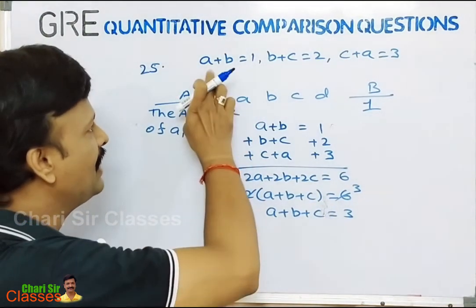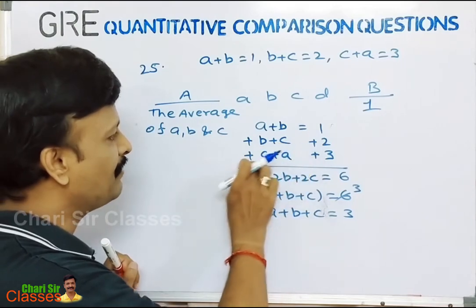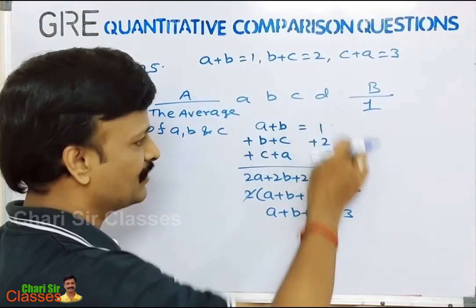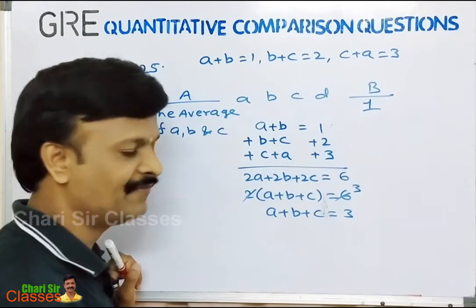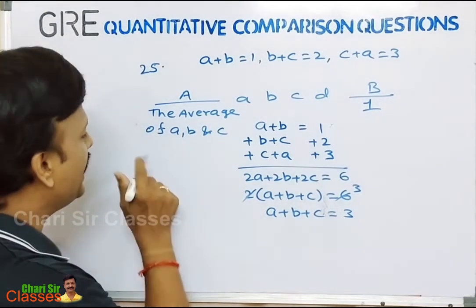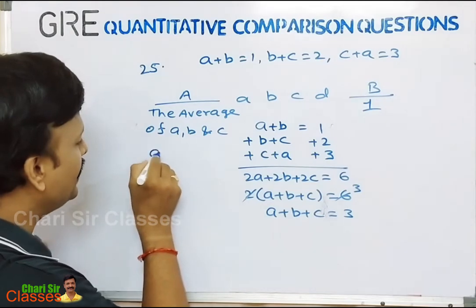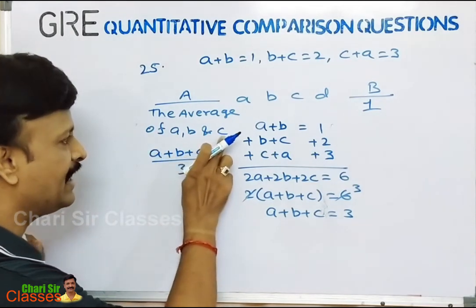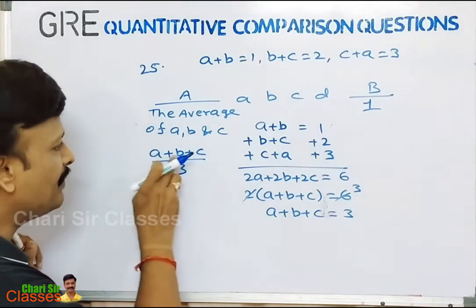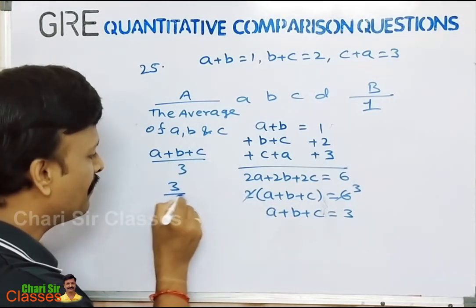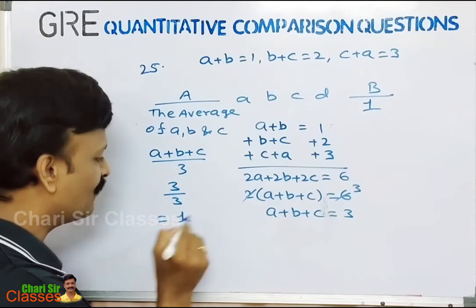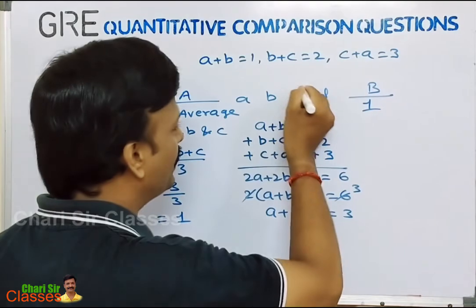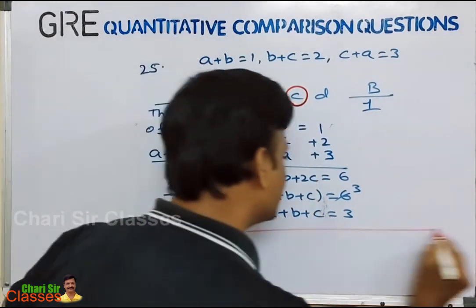Here we are adding a plus b plus b plus c plus c plus a. Here 1 plus 2 plus 3, so this has come to 6. So a plus b plus c value is 3. What is the average of a, b and c? That is a plus b plus c by 3, sum of the entries by number of entries. Now a plus b plus c value we have got 3, 3 by 3, which is equal to 1. Quantity A is 1 and quantity B is 1. So the two quantities are equal. Our answer is C.